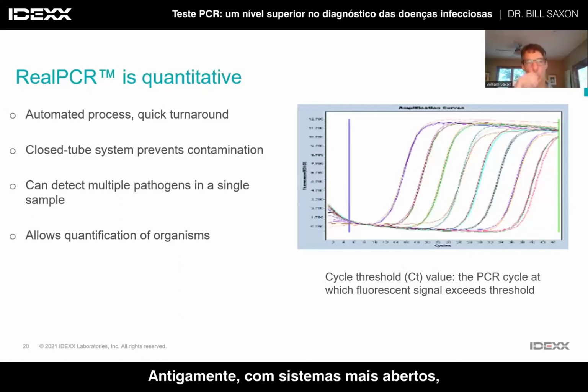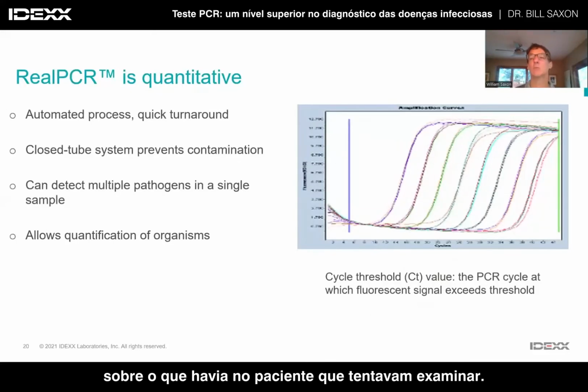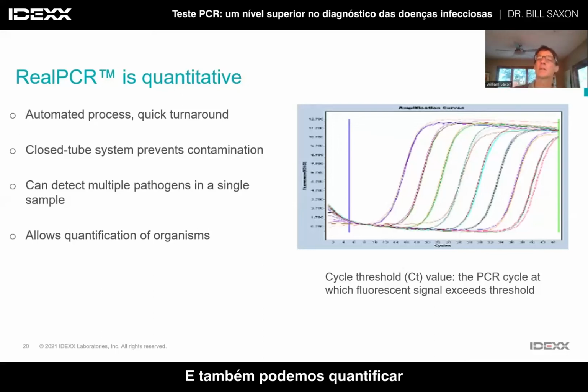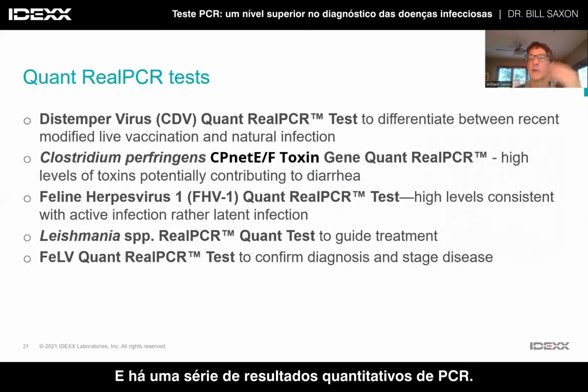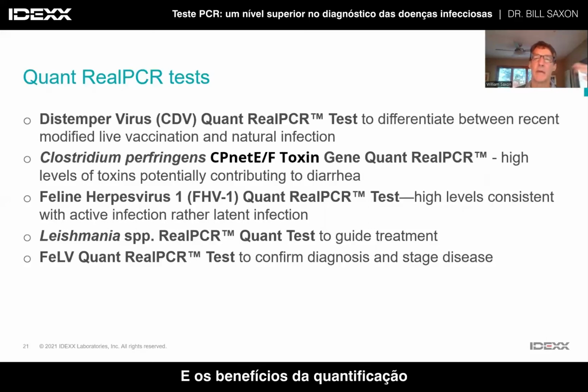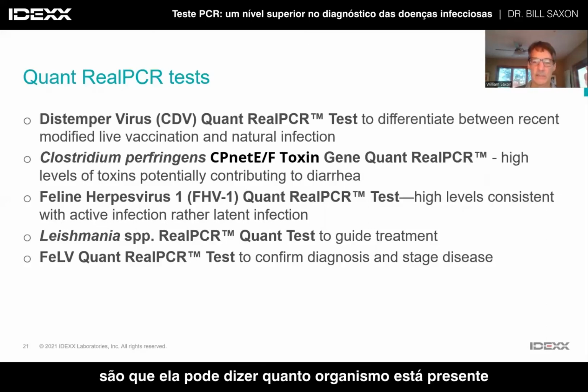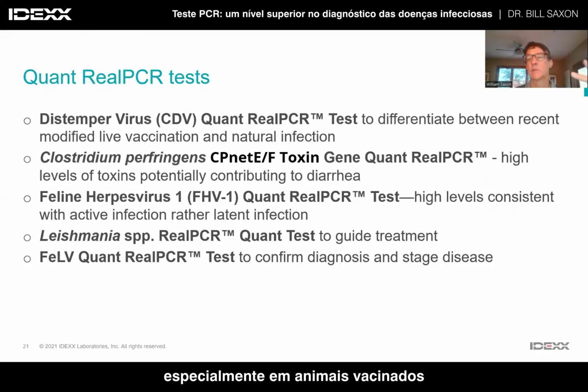In the old days, with more open systems, DNA floating around in the air could land in your sample and contaminate it and not give you any clue about what was really present in the patient you're trying to look at, right? And we can also quantify the number of organisms or the amount of DNA, which, as clinicians, can be very helpful. There's a whole raft of quantitative PCR results. The benefits of quantification are that it can tell you how much organism is present, and that can be really helpful in making treatment decisions, especially in animals that have been vaccinated.